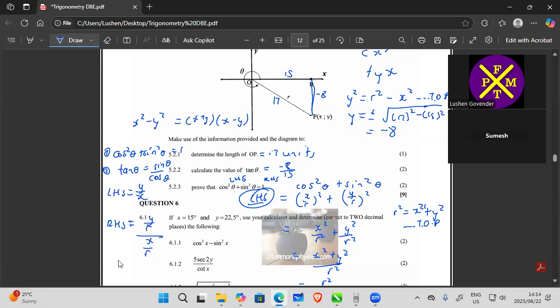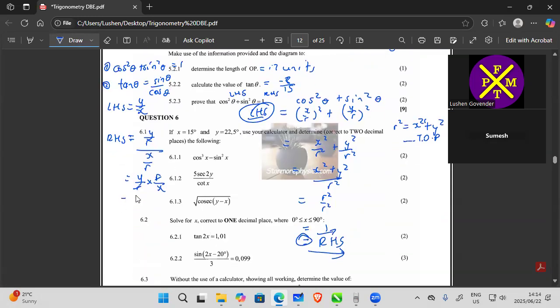X over r. Y over r, if you're dividing by x over r, is the same as multiplying by r over x. R and r cancel, so what are we left with? Y over x, which is the same as what? Left-hand side. There it is here. Can you see that? Left-hand side equal to right-hand side. Can you see that, Sumit? That's how we get to tan theta is equal to sine theta over cos theta.